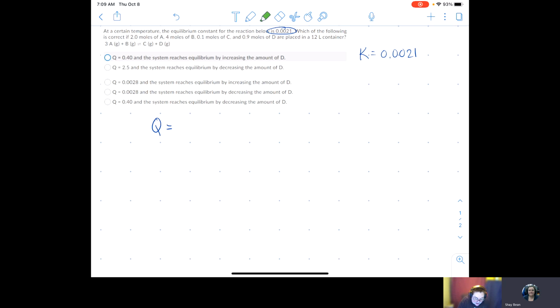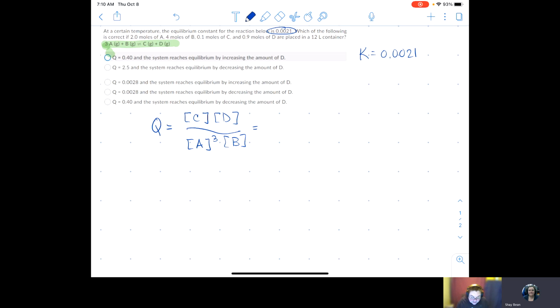So we're looking at that reaction. It's up here. And we write our expression for Q, which looks exactly like the expression for K. Q just means it's not necessarily at equilibrium. So it'll be the concentration of C times D over the concentration of A cubed and B. So that is the expression for Q. It's also the expression for K. The difference is Q means it may not be at equilibrium.